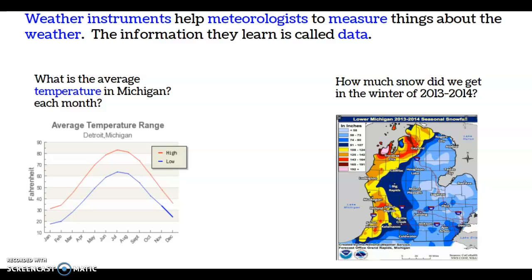So you can see that what is the average temperature in Michigan each month? This line graph can show you the highs and the lows. And you can see to the left, they're measuring the degrees in Fahrenheit. And at the bottom, they have the month. To the right, how much snow did we get in the winter of 2013, 2014? This map here indicates by using colors to represent how many inches of snow fell in certain locations.